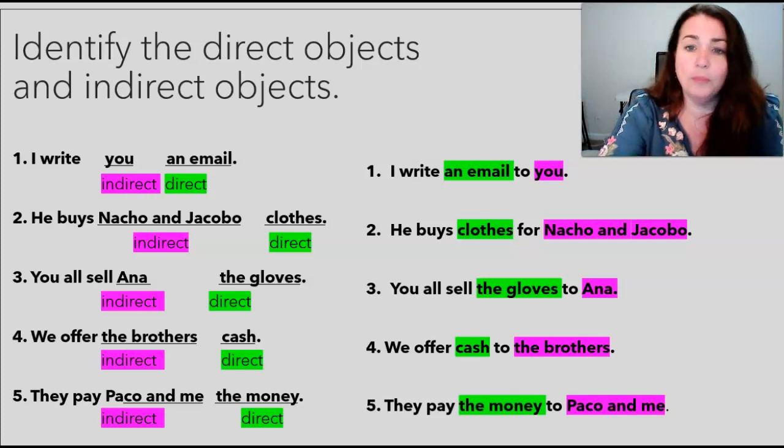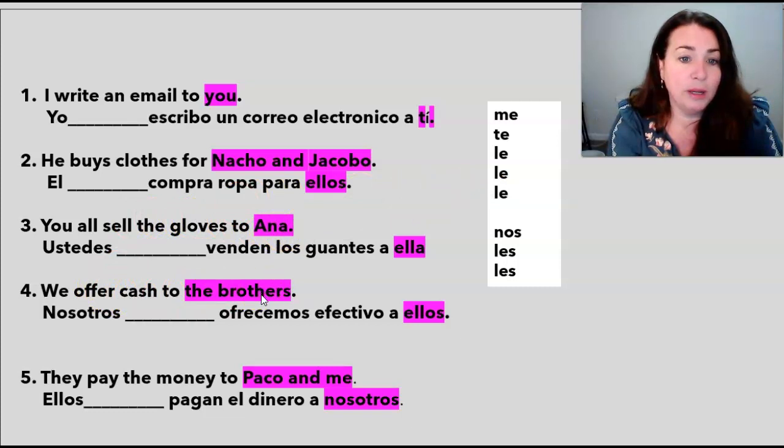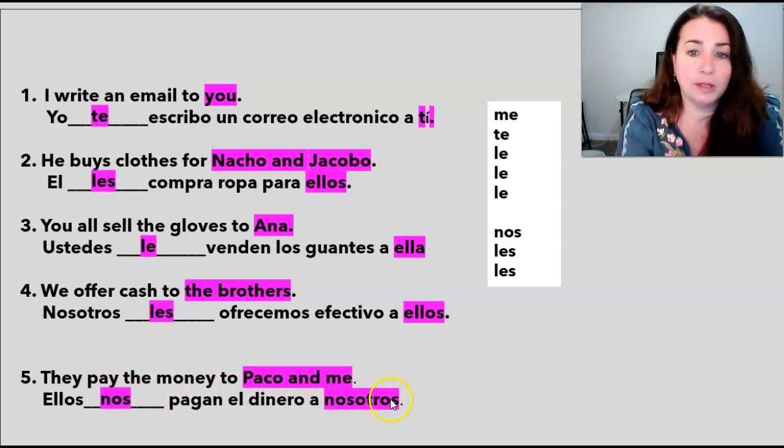So there we go. These are the same sentences. We're going to just replace the people. So I write an email to you. That would be te. He buys clothes for Nacho and Jacobo. So it'd be les. You all sell the gloves to Anna. Anna, that would be le. We offer cash to the brothers. That would be they. Les. So they pay money to Paco and me. That would be nosotros. There we have our answers.